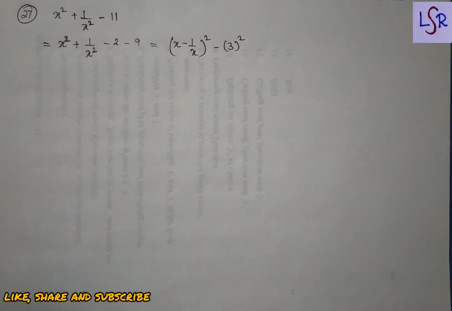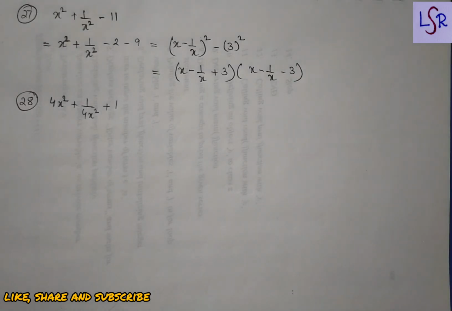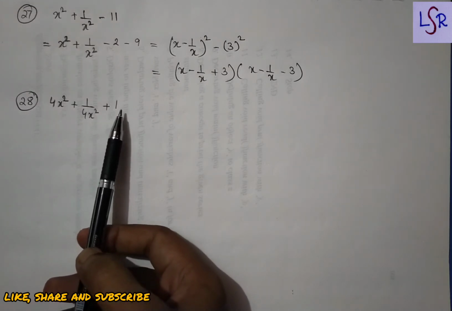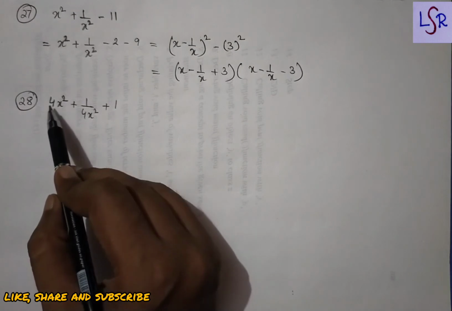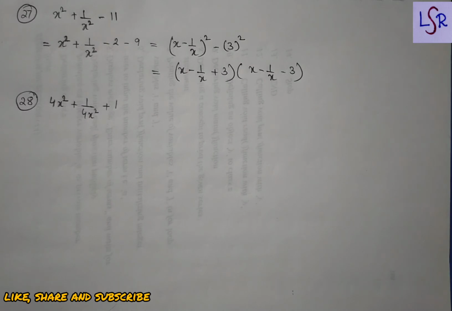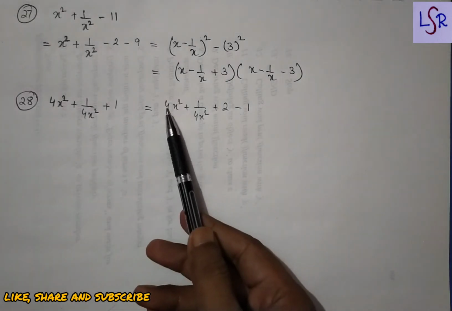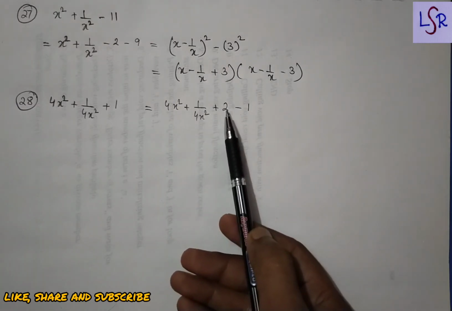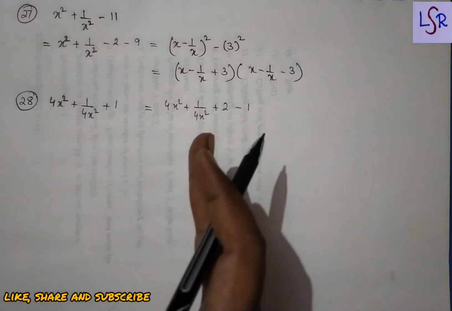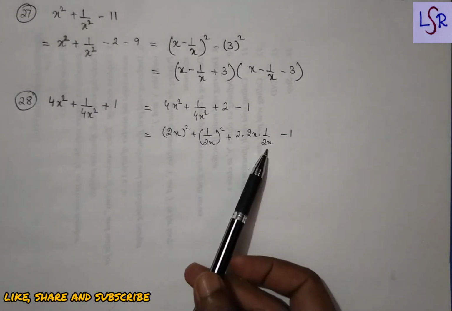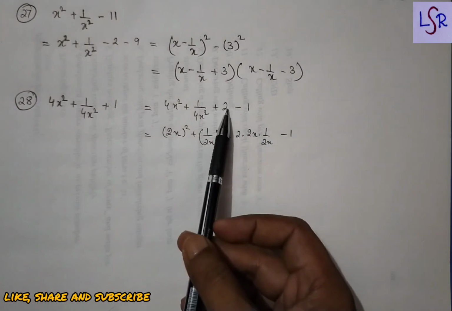Now let us see question number 28. Here in this question again, we are having 4x square plus 1 upon 4x square plus 1. So if you want to write this one in the form of a square, we can write this as this one, because the expression 4x square plus 1 upon 4x square plus 2 will give the square of 2x plus 1 upon 2x. This is the form which is to be converted, because on cancelling these two we will be getting this, and on making this square and all, we will be getting this one.